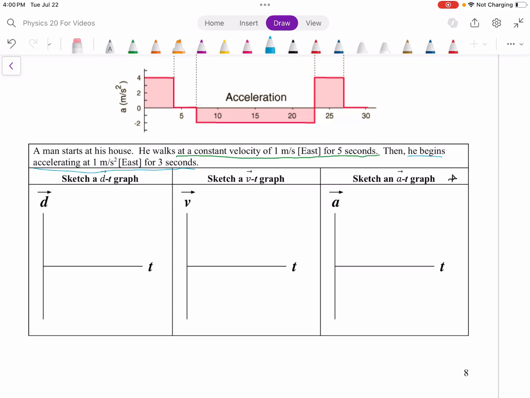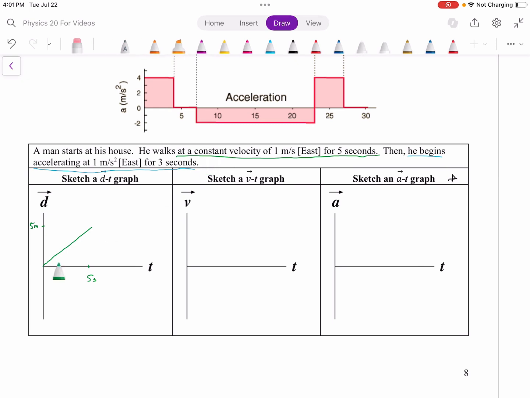So first he walks at a constant velocity of 1 meter per second to the east for 5 seconds. What's that going to look like on our displacement time graph? Well, up until 5 seconds, he should be going 1 meter each second towards the east, right? So after 1 second, he'll have gone 1 meter. After the next second, 2 meters, etc.